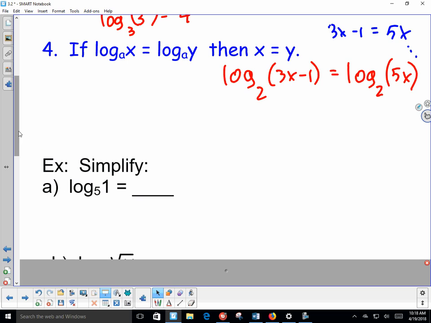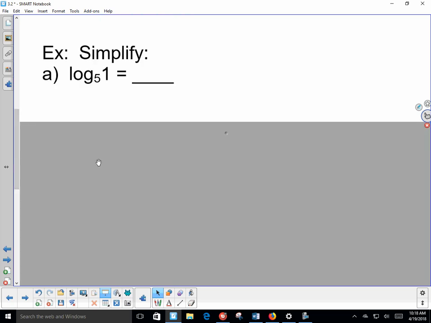All right, so I just did some practice problems like this. Well, let's see what we do. So what's log to the base 5 of 1, Dane?